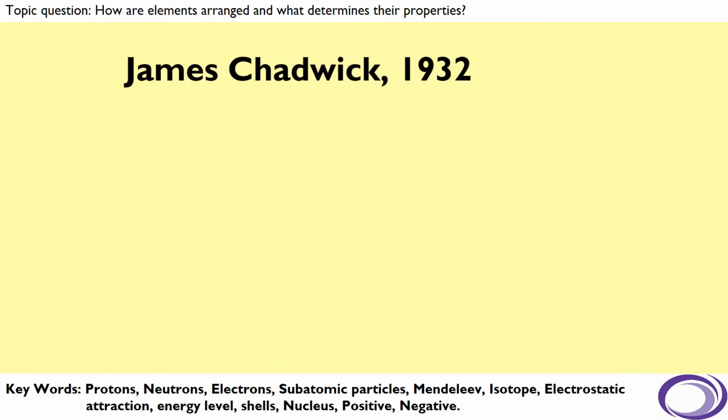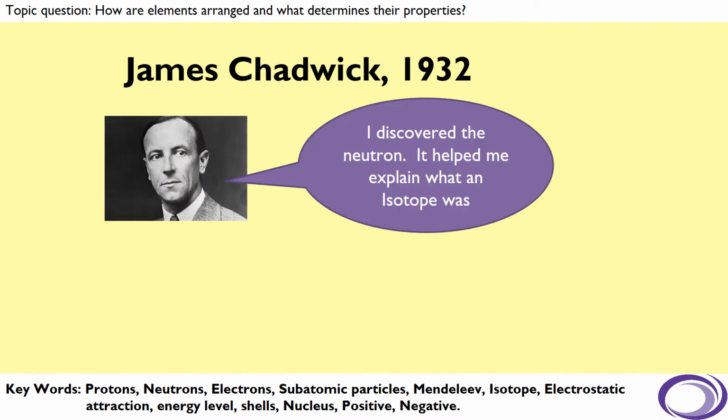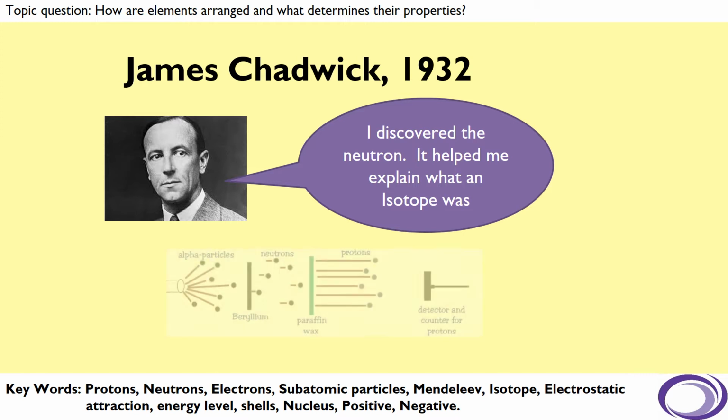And so our final piece of work is to look at James Chadwick. In 1932, James Chadwick discovered the neutron, and he did that in doing experiments with isotopes, and the discovery of the neutron obviously helped him in explaining what an isotope was.